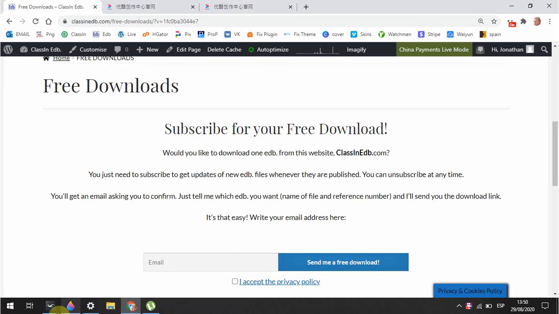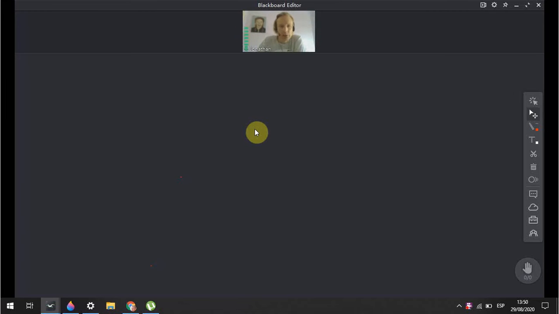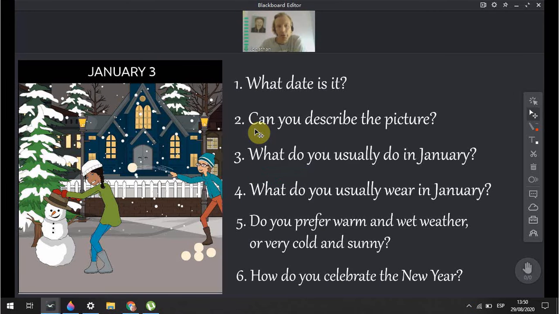Okay, so here we go. How do we work this? Okay, first page is empty for your own things, as I do almost always, and then every single month you start off with what date is it, and basically describing the picture. This can be used for many different levels, and so normally the first questions are quite easy and the last question is a little bit more difficult or for higher levels.